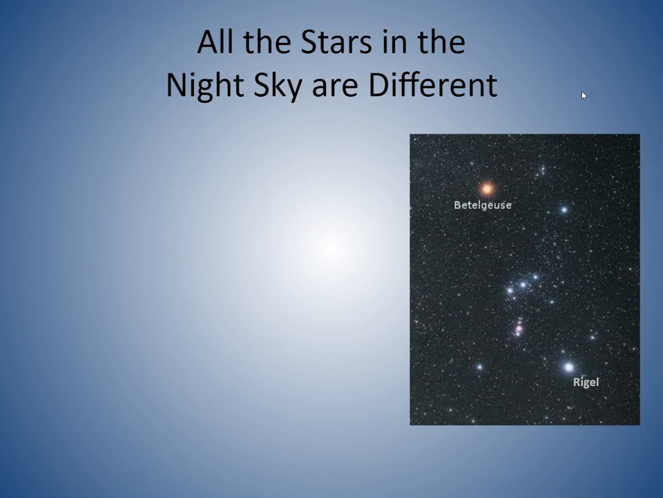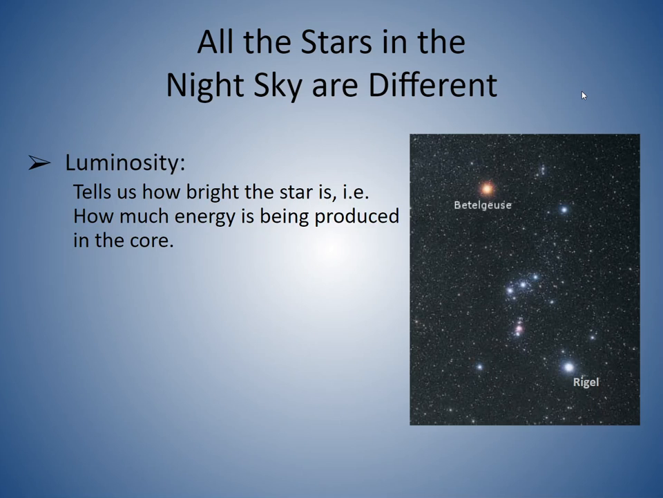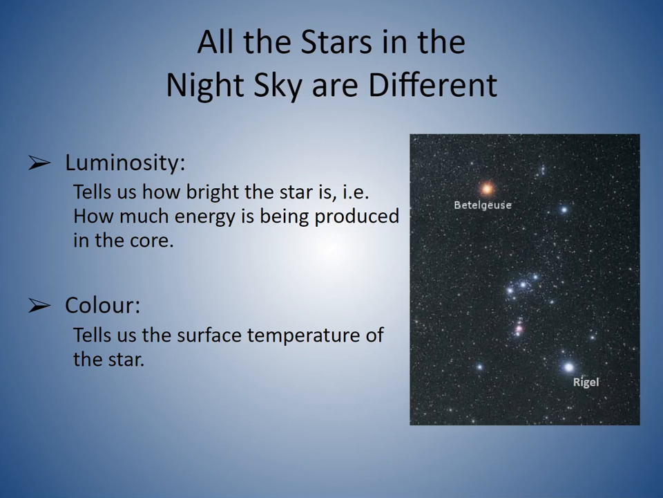Okay, we discussed this previously, but stars in the night sky are obviously different. Two of the biggest differences have to do with luminosity. Luminosity is how bright a star is. Clearly, Betelgeuse and Rigel are much brighter than these stars in the background. But they're also different because they have different colors. Betelgeuse, you can see, is clearly a red star. Rigel looks like a bluish-white star.